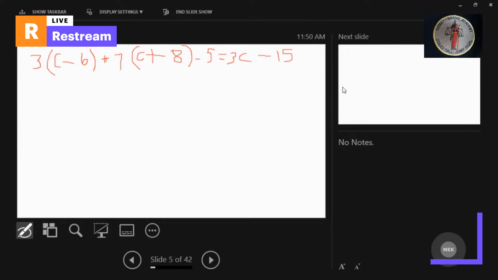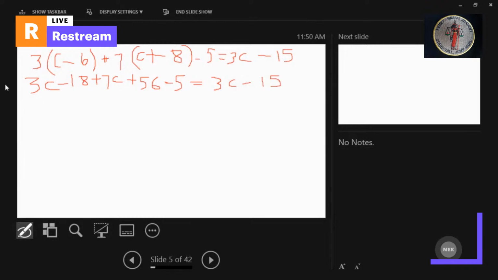It looks long and winding, but it's really simple. It just looks hard, but it's simple. So we just need to expand the brackets first. So 3 times C is 3C. 3 times -6 is -18. 7 times C is positive 7C. 7 times 8 is 56. And we have 3C minus 15.